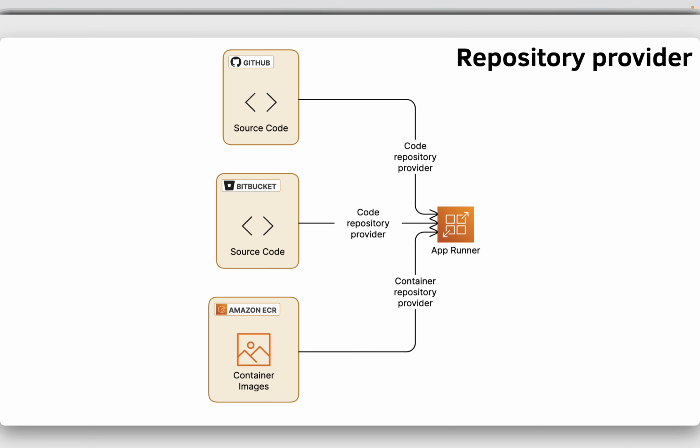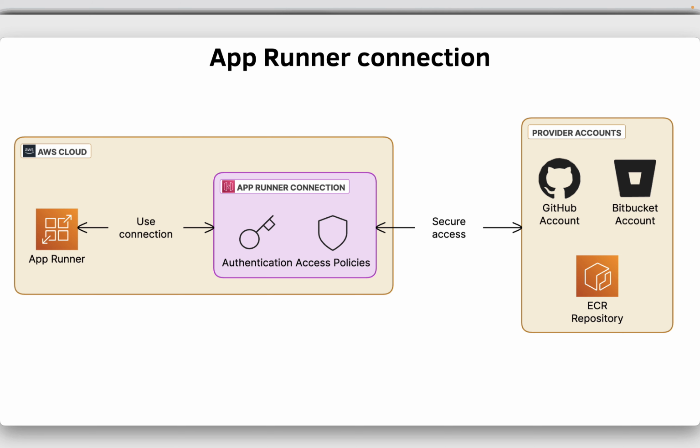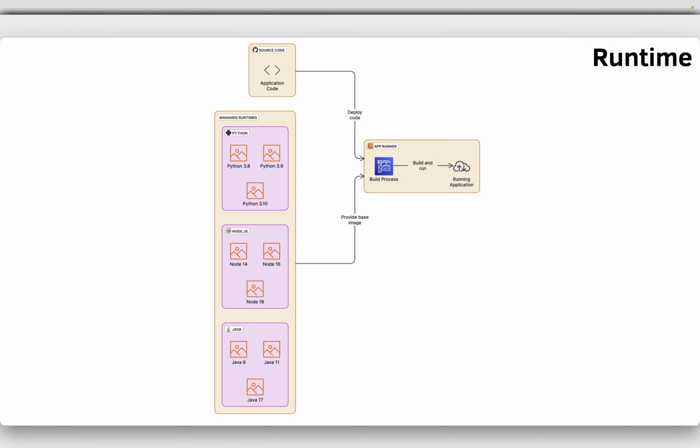Then repository provider, the repository service that contains your application source. For example, it can be GitHub, Bitbucket, or Amazon ECR. App Runner connection, which is an AWS resource that lets App Runner connect to a repository provider account, for example, a GitHub account or organization account. Runtime, which is a base image for deploying a source code repository. App Runner provides a variety of managed runtimes for different programming platforms and versions. Some of them I have mentioned over here, like Python has different versions, Node has different versions, and Java has a few versions.